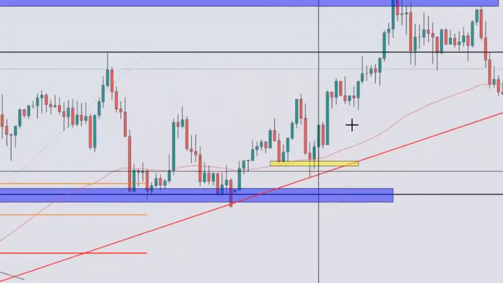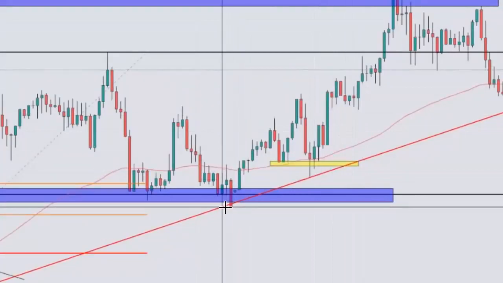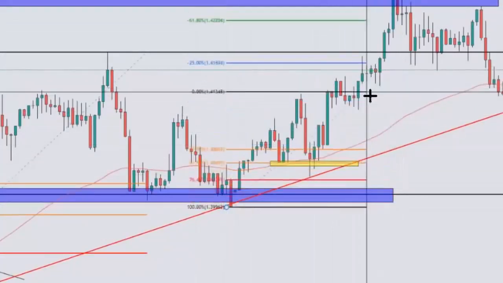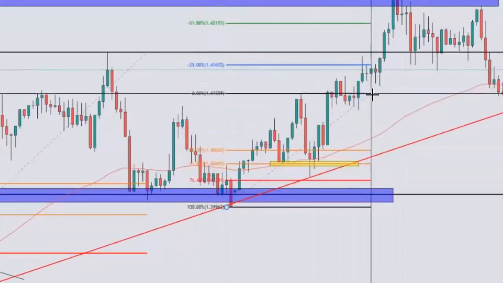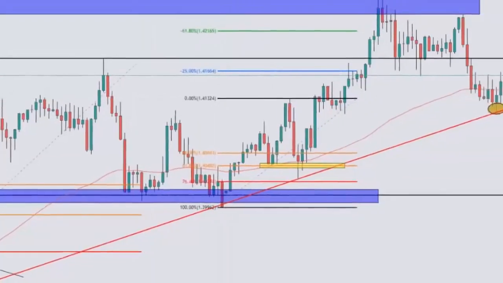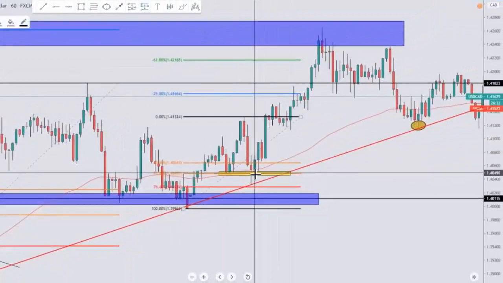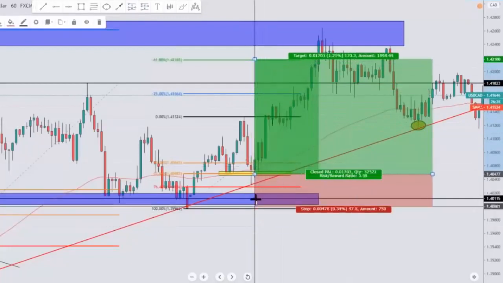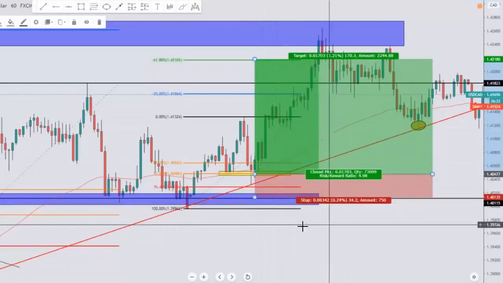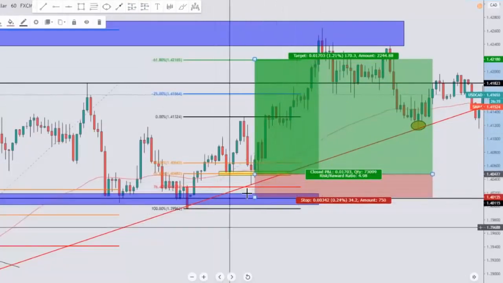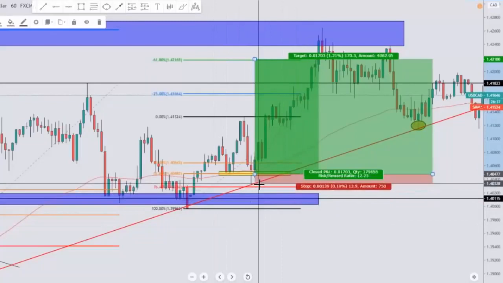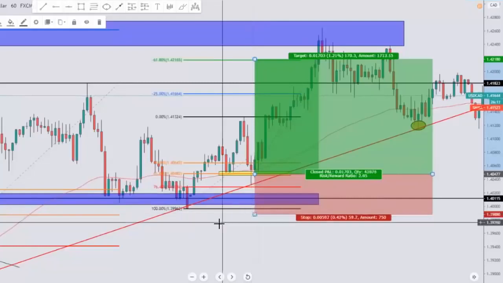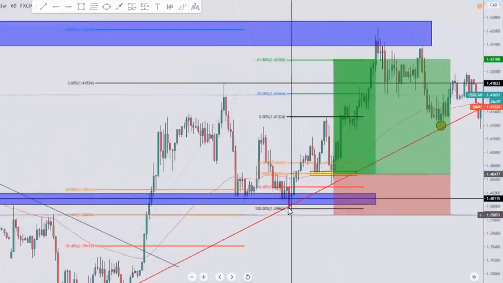So we find our entry and we ride it to our fib take profit levels, which is just around here. And our stop loss, we usually want to have our stop loss depending if there's any wicks below. So if you're a little bit of a swing trader, you would probably put your stop loss here at 60 pips below this recent low.